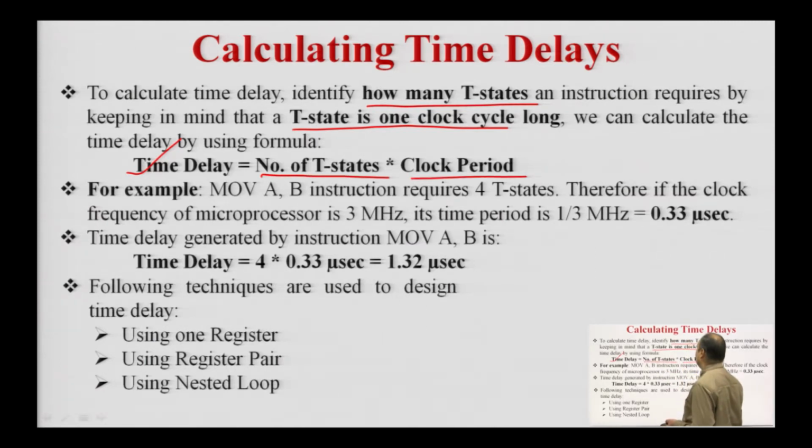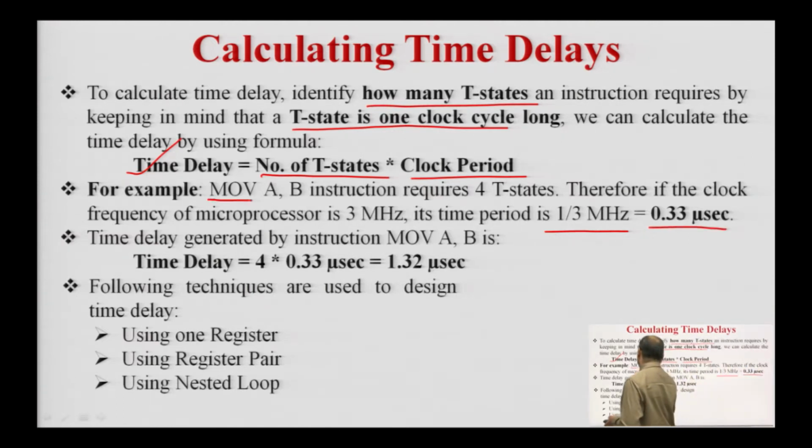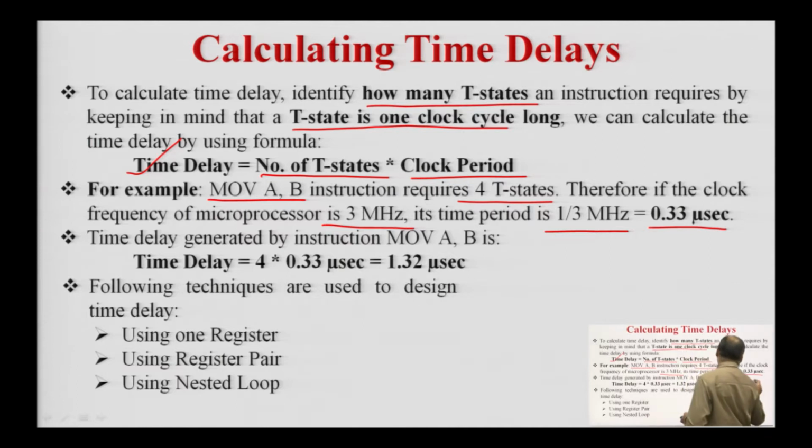So what is this clock period? The T state is one clock cycle, and the clock period can be calculated with the help of the clock input frequency. If the clock input frequency of the microprocessor is 3 megahertz, the time period is 1 over the clock input frequency. For example, take the instruction MOV A, B. Whenever the microprocessor executes this instruction, it requires 4 T states. Therefore, if the clock frequency of the microprocessor is 3 megahertz, the time period comes out to be 0.33 microsecond.